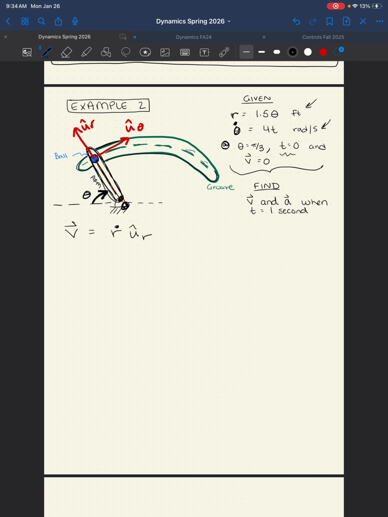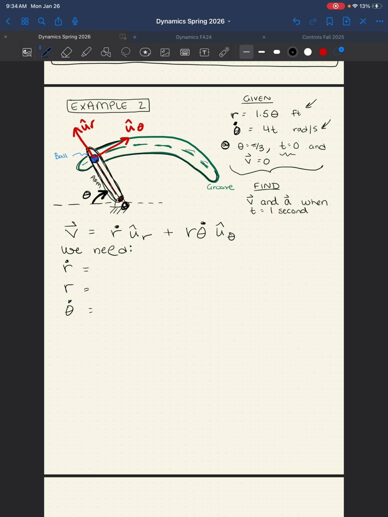And again, this would be given to you in an equation sheet. Once I write that down, I know what variables I need to go find. So we need the following. I need to find r dot, r, and theta dot. So let's talk about each one of these things.